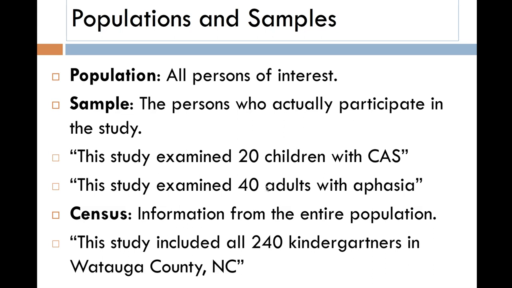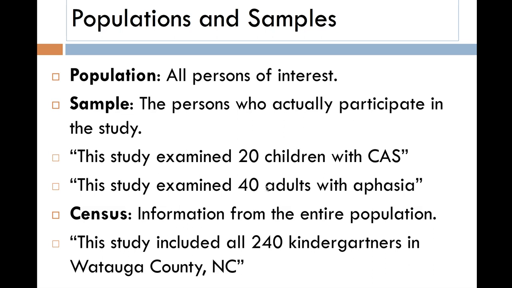The population is all persons of interest. So if we're doing childhood apraxia of speech, right, the population would be all children with apraxia of speech in the world. The sample, though, is the people who are actually in the study. So this study examined 20 children with CAS, right? Those 20 children are the sample. Likewise, if you're doing a study on adults with aphasia, this study examined 40 adults with aphasia, right? Those 40 adults are the sample and the sample size.